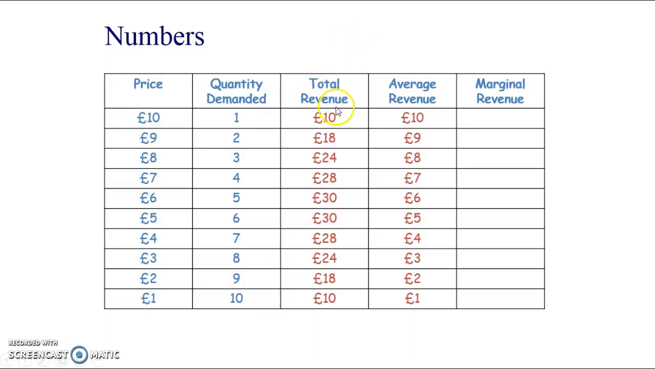Average revenue is just your total revenue divided by the quantity, so we can see there that it's equal to the price column that we had. And then marginal revenue is the amount that you get from selling one additional unit. So if we go from 0 units to selling 1, our marginal revenue here is going to be 10.